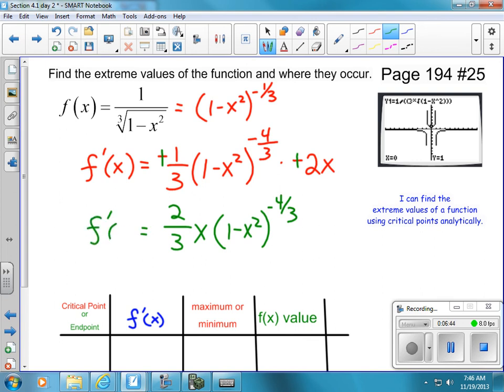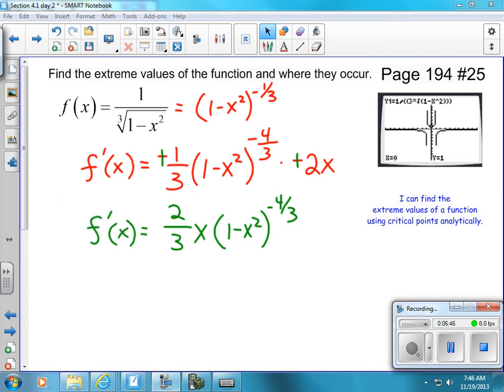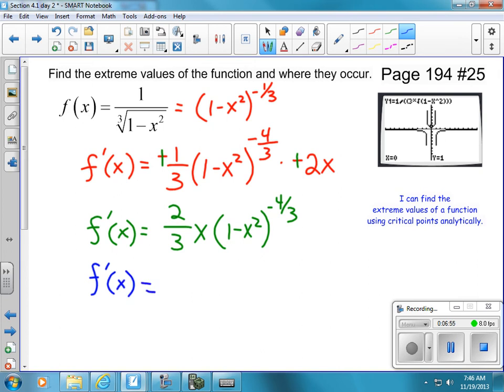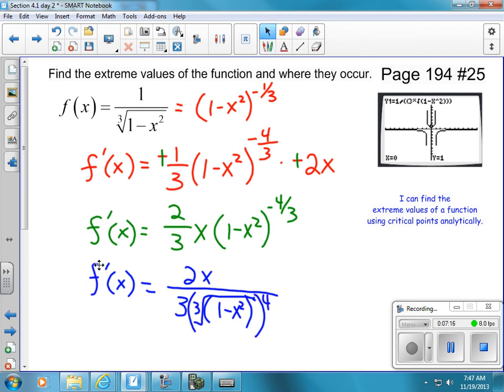This is our derivative function. It might be helpful to rewrite this one more time just so we can set everything equal to 0. That would be a 2x on the top, a 3 on the bottom, 1 minus x squared in the bottom, and we take the cubed root of it, and then raise it to the 4th power. Don't forget that, in fact, this is what we're doing in Algebra 2. Rational exponents, it's power over root. So don't forget that, power over root.